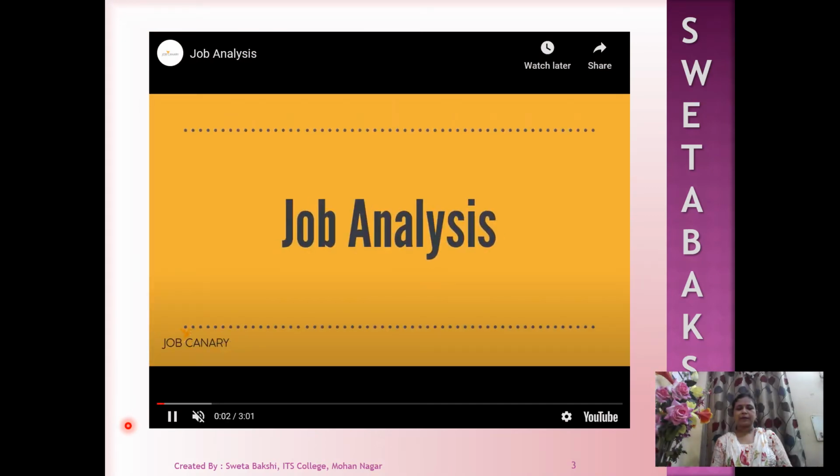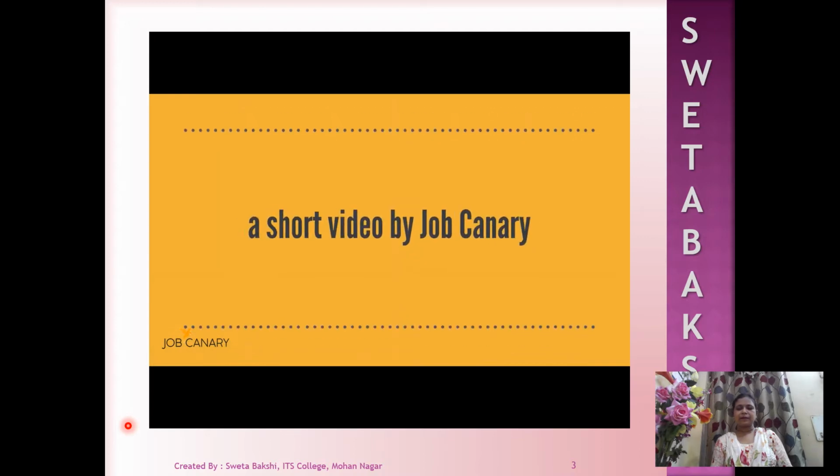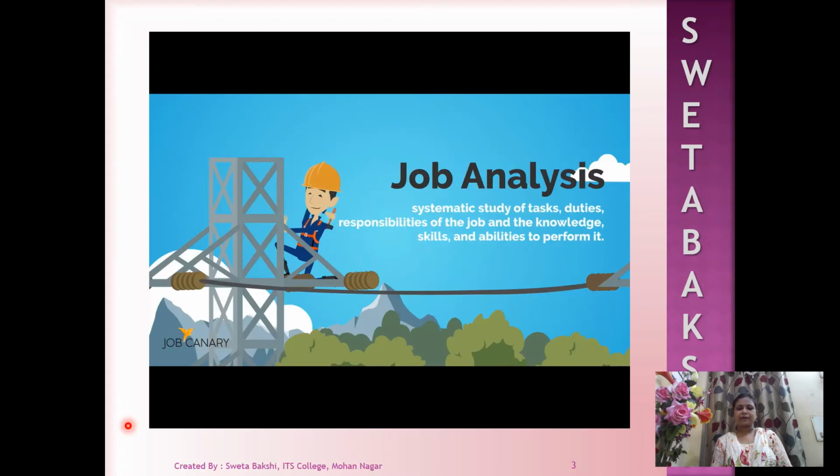Job analysis. Job analysis is the systematic study of tasks, duties, and responsibilities of a job and the knowledge, skills, abilities and other requirements needed to perform it.